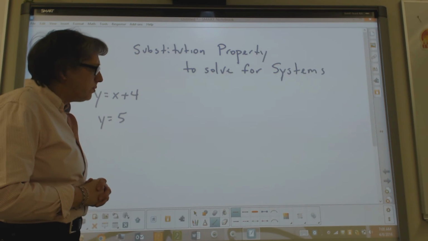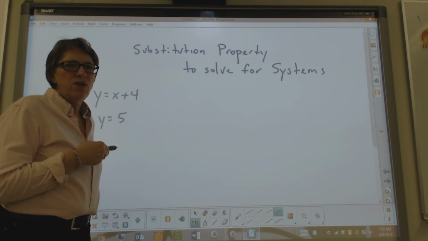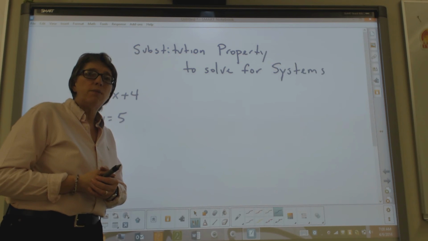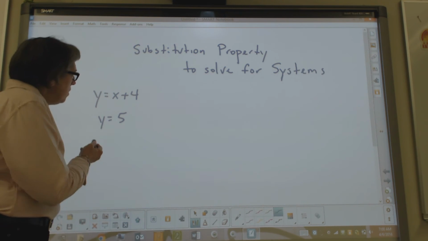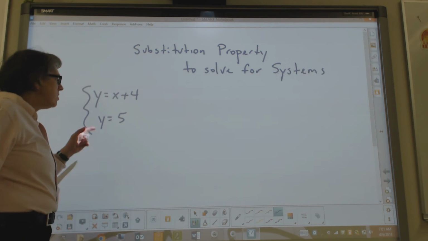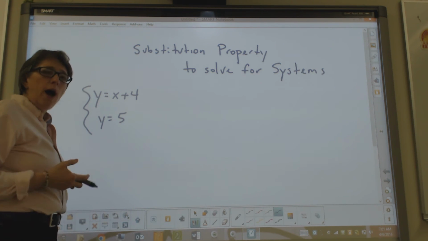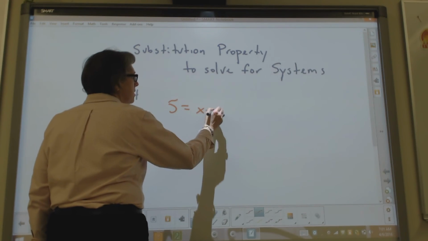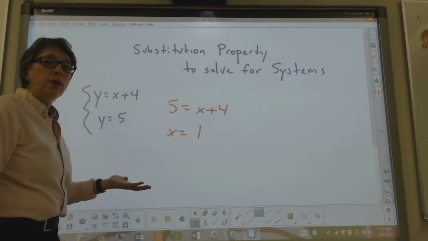Let's talk a little bit about the substitution property instead. Sometimes you know you're going to have fractions, and you can tell by looking at it, like if you get a y-intercept that's 3/2 or 3/4. That's a problem, so we use the substitution property. This is a system, and in this one it tells you that y equals what? 5. So for every y, you put a 5. And we get 5 equals x plus 4. Okay, x is going to equal what? 1.